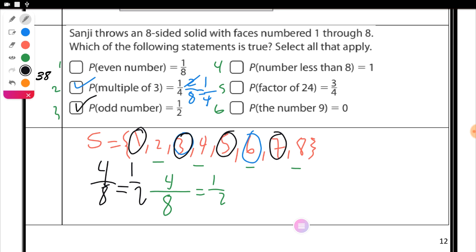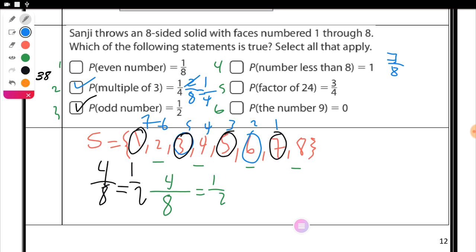Number 4: a number less than 8. How many numbers are less than 8, and what is the probability of them? Actually, it's 7. Less than 8, from 7 to 1: 1, 2, 3, 4, 5, 6, 7. So the probability here equals 7 over 8. Not 1, so we will not check it.